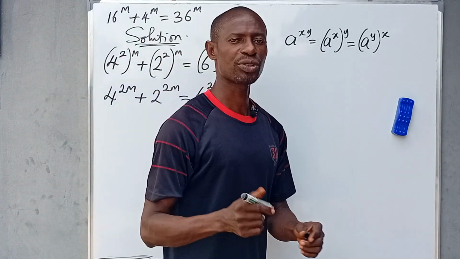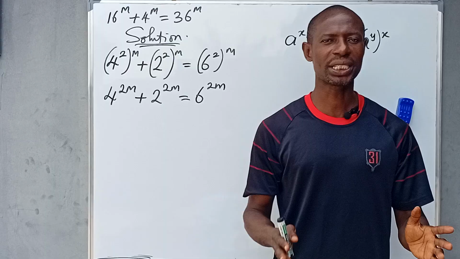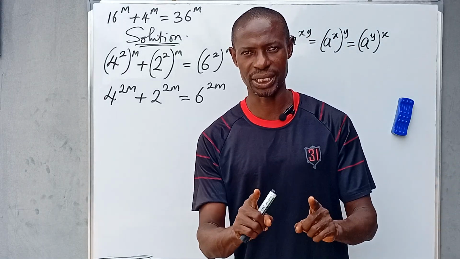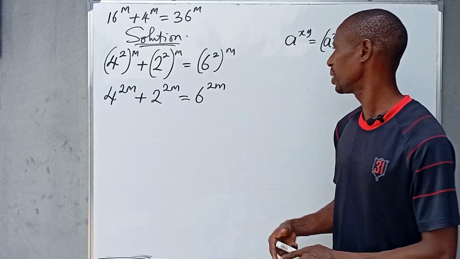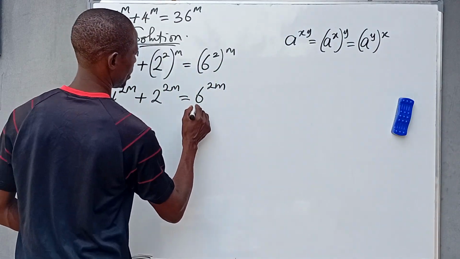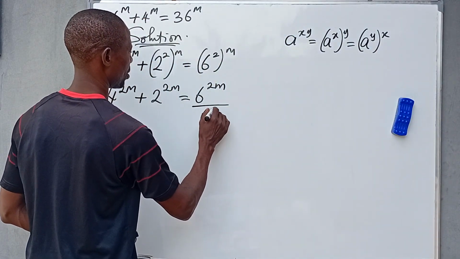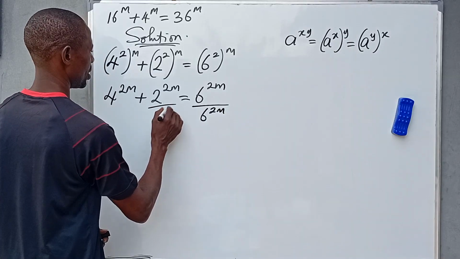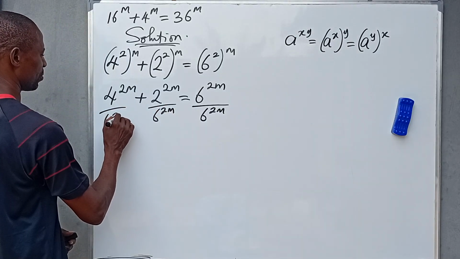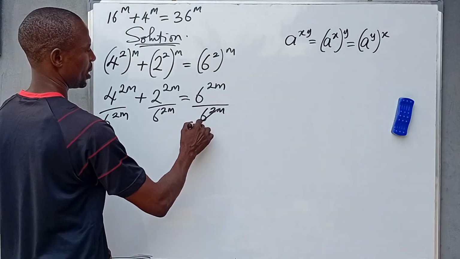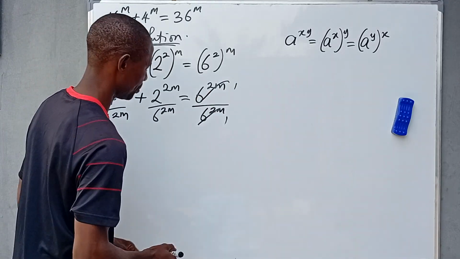Good. The next thing we're going to do is to make the quantity on the right hand side unity. In other words, we're going to divide through by 6 to the power of 2m. So let's go ahead and do that. We have 6 to the power of 2m here, here, and here. This will give us 1 on the right.